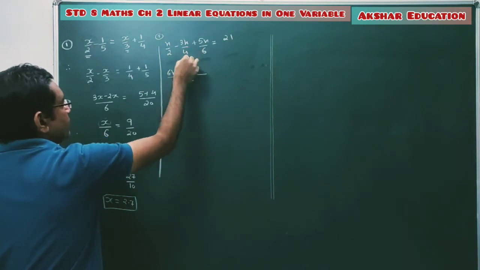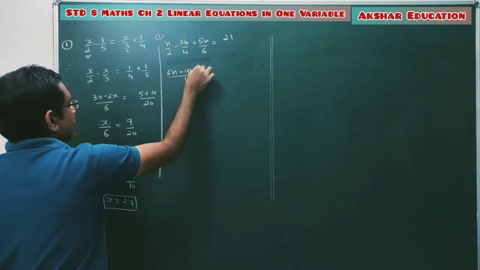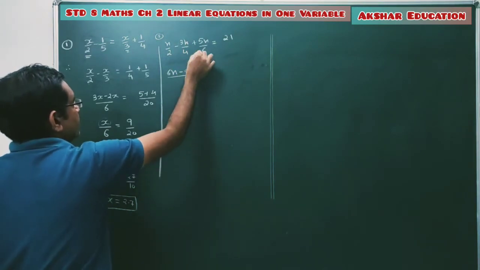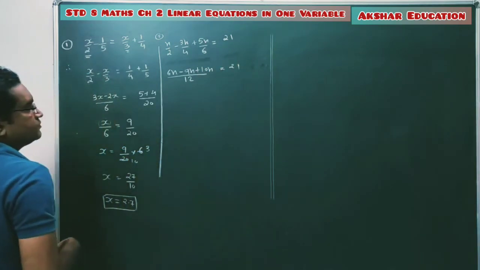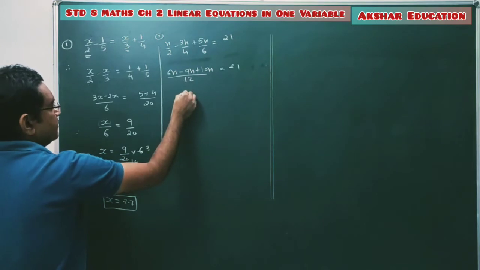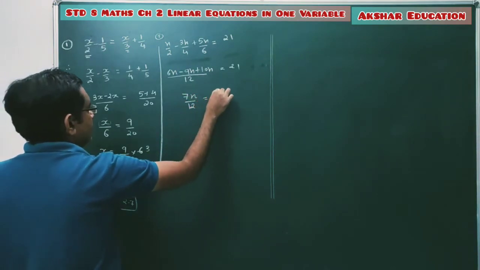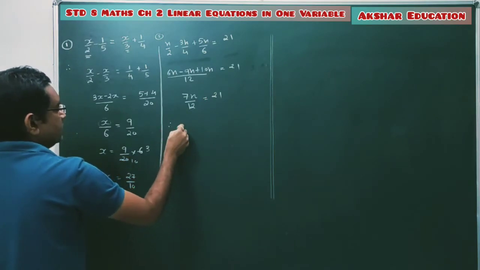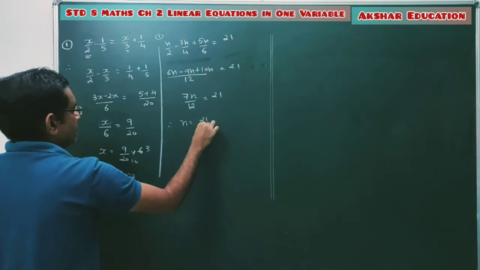Similarly here 4 3s are 12. So it's 3 3s are 9n. Plus 6 2s are 12, so it's 10n, equal to 21. So 10n plus 6n, 16n minus 9n. So it's 7n by 12 equal to 21. So here we are getting n equal to 21 by 12.